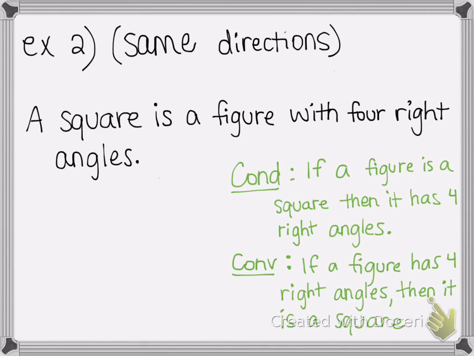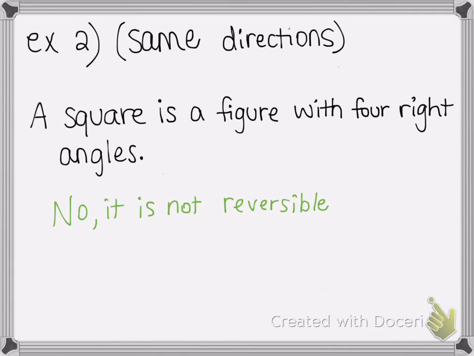So the conditional statement is, if a figure is a square, then it has 4 right angles. Well, do all squares have 4 right angles? Well, yes. Converse, if a figure has 4 right angles, then it is a square. So what that's saying is any 4 right angled quadrilateral that you come across is going to be a square. Well, is that true? Well, no, it's not. You should know that. So whenever you realize that only one of your statements is true, then no, it is not reversible. So no, it is not a good definition.